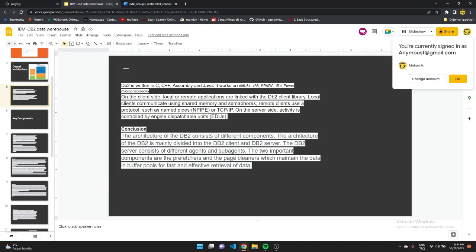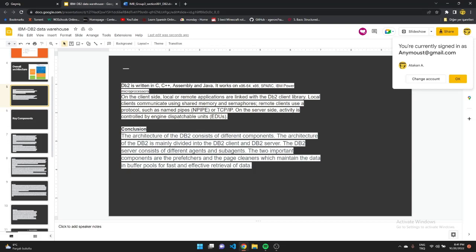On the client side, local or remote applications are linked with the DB2 client library. Local clients communicate using shared memory and semaphores. Remote clients use other protocols such as named pipes or TCP/IP. Since they will be using the internet, they have to use TCP/IP, so that makes sense.